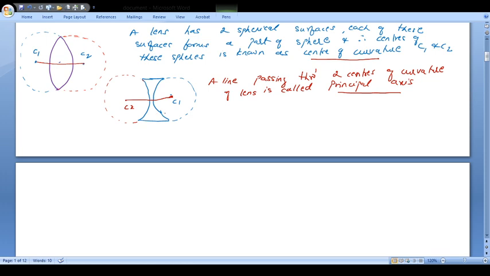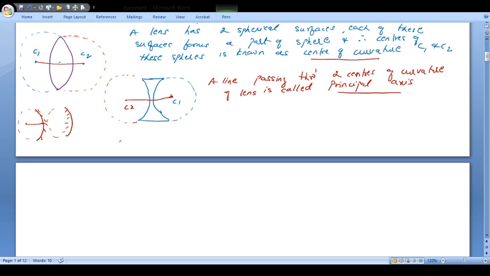How was the mirror made? Mirror was basically something like this: this was a concave mirror, and this was a convex mirror. In these there was only one spherical surface, but here you will find there are two. And there, what did we call the principal axis? We joined the center and the focus, and called it the principal axis. Here, the principal axis will be passing through C1 and C2. We will see other terms also related to it.